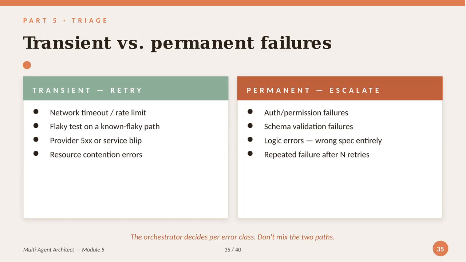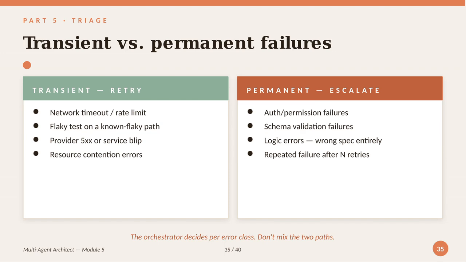Failure triage. Distinguishing transient from permanent failures. Transient failures are retriable. Network timeouts. Rate limits. Flaky tests on a known flaky path. Provider 5xx responses or service blips. Resource contention errors that resolve on their own. The shared property: the failure is about temporary external conditions, not about the work itself. Retry the same input. It'll likely succeed.